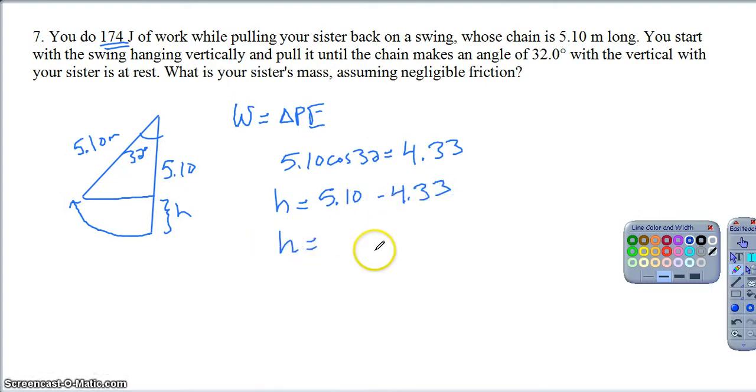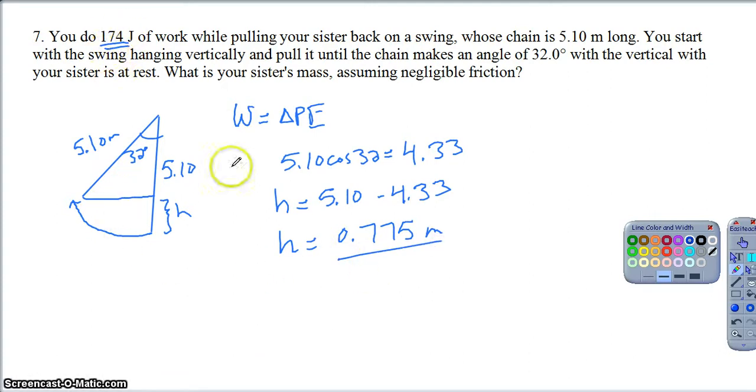So then my height ends up being, my change in height I should say, ends up being about 0.77 or 0.775, I think, if you take it out to another decimal place that I didn't show here. But in any case, about 0.77, 0.78, somewhere in that ballpark. So now I know that that's the change in height.